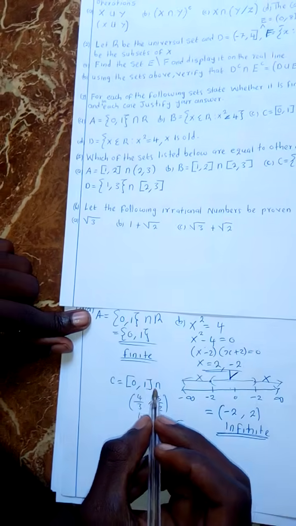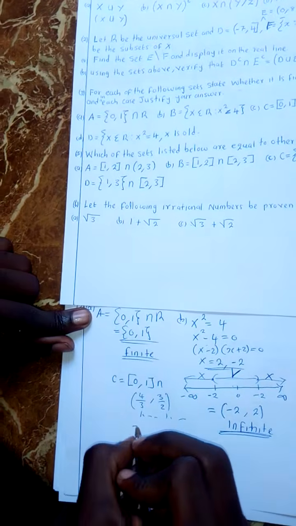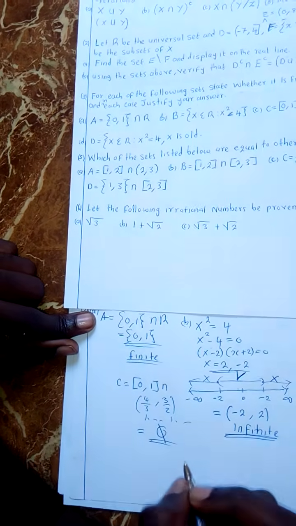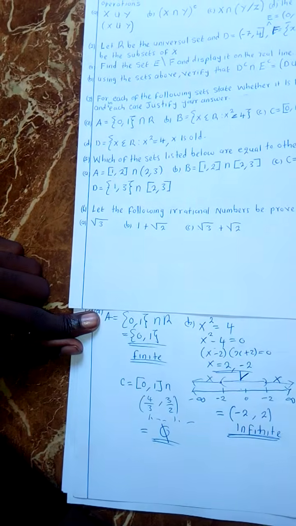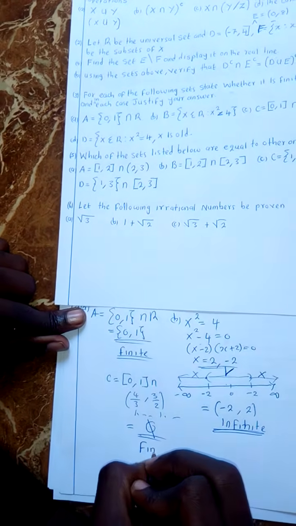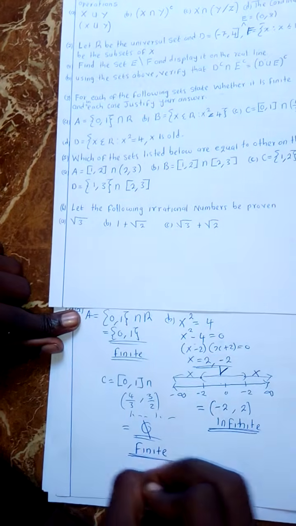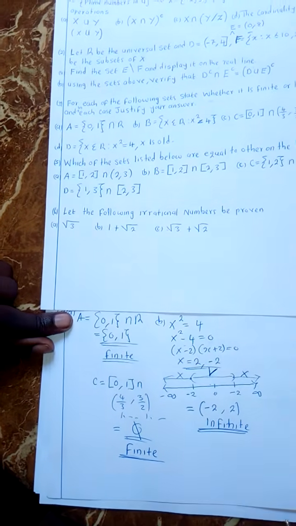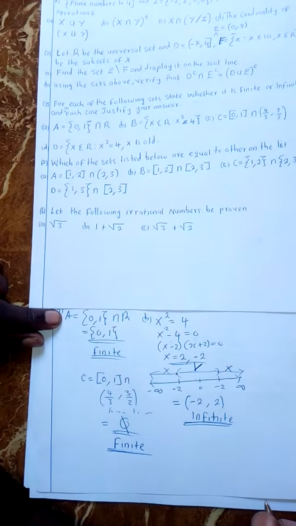We don't have any 1 point something in here. Therefore, this is an empty set. Now an empty set, remember in my first video, is considered to be finite. So this is a finite set. Okay, so you can do the last question.